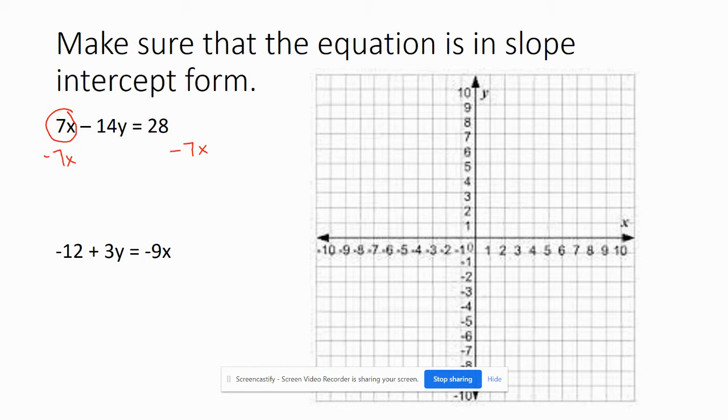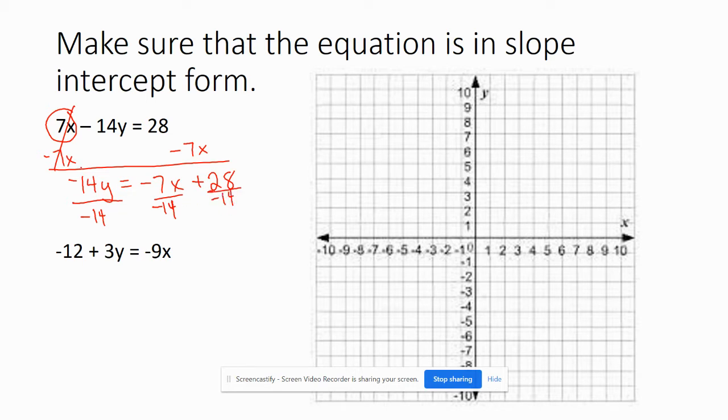Notice I'm not subtracting 7x from 28. That negative 7x is just going to be by itself. This will cancel out, and I will have negative 14y equals negative 7x plus 28. Now remember, in slope-intercept form, the x goes before the constant. So that's why I put negative 7x in front. And the last step of this problem would be to divide by negative 14, right? Because I want to get that off of my y. So divide everything by negative 14.